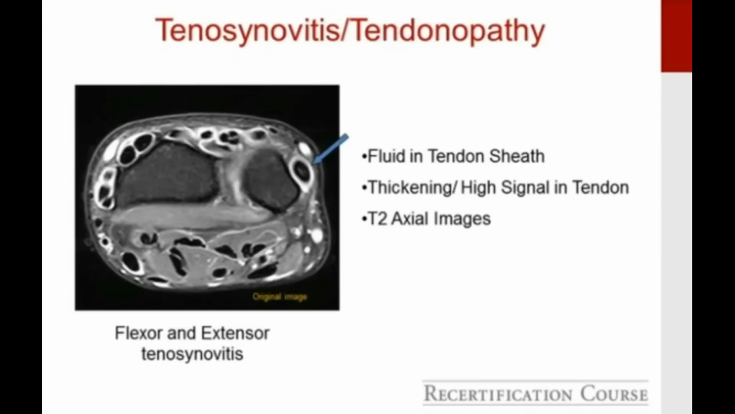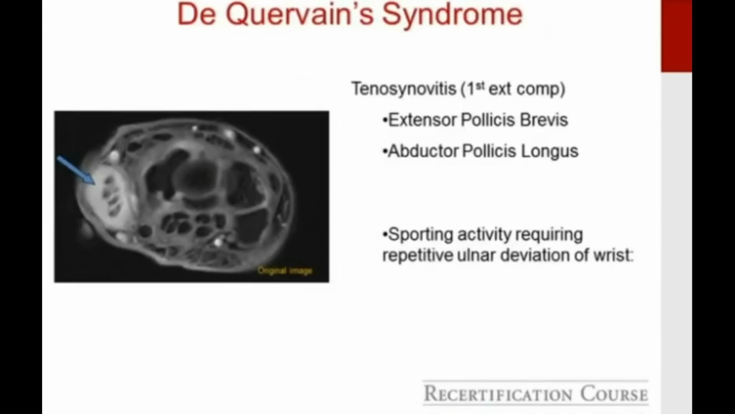So it's the axial imaging plane which is best for evaluation of the tendons in the region of the hand and wrist. This is a case of de Quervain syndrome where the patient presented with a painful mass along the radial aspect of the wrist. We see a large, bulging, fluid-filled first extensor compartment. We see thickening and partial thickness longitudinal tearing involving the extensor pollicis brevis and abductor pollicis longus, indicating signs of de Quervain syndrome.